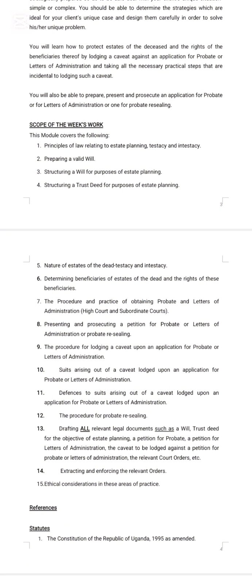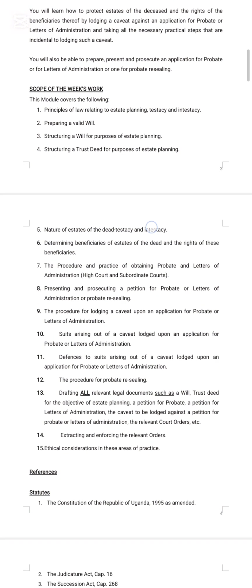So you will also be able to prepare, present, and prosecute an application for probate or letters of administration, or one for probate receiving. So basically, when we talk about application for probate, it means that the person died with a valid will. Whereas when we talk about letters of administration, it means that the person did not die with a valid will, or what we can call intestacy. So when you are intestate, or when you don't die with a valid will, we apply for what we call letters of administration.